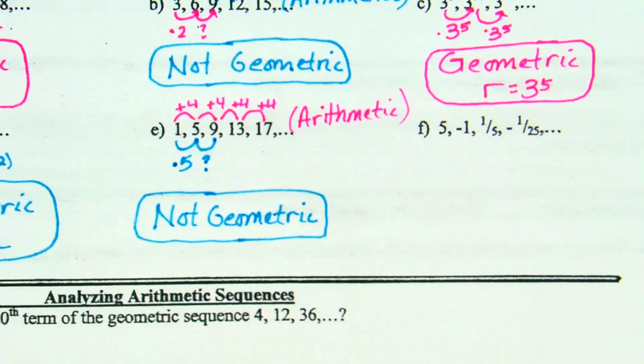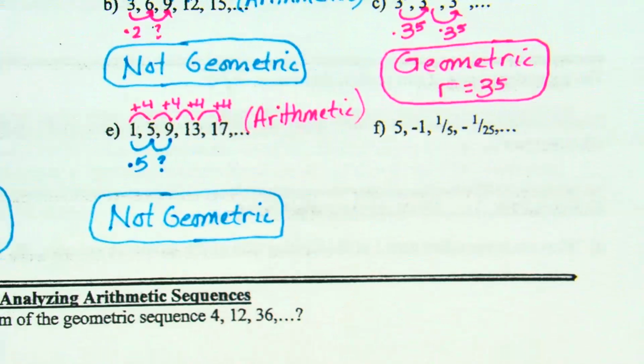Okay, let's look at F. F is a really good one to look at, and F is going to help us with what I said at the beginning about how I need to focus on talking about multiplication today. Not that the division doesn't tie in, but I have to remain focused on multiplication, and I'll explain why here. Okay, 5, negative 1, 1/5, negative 1/25.